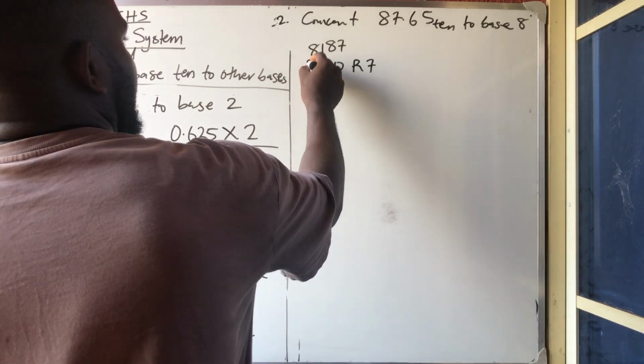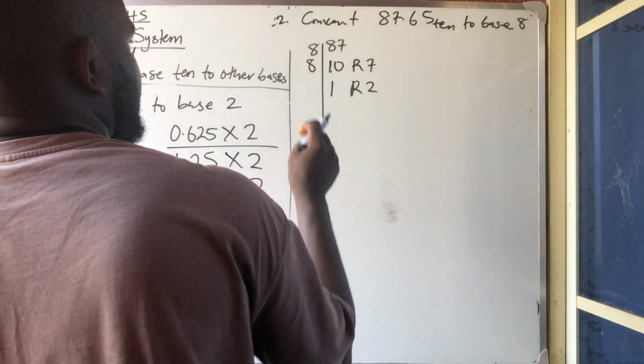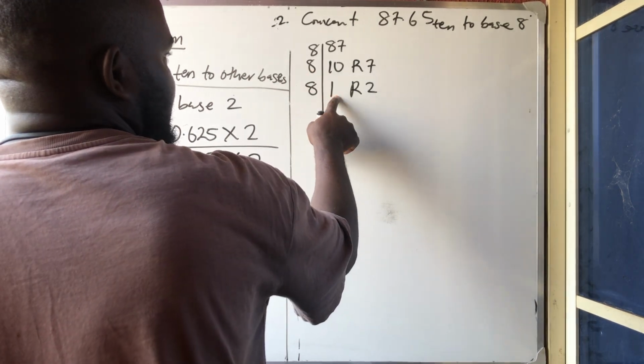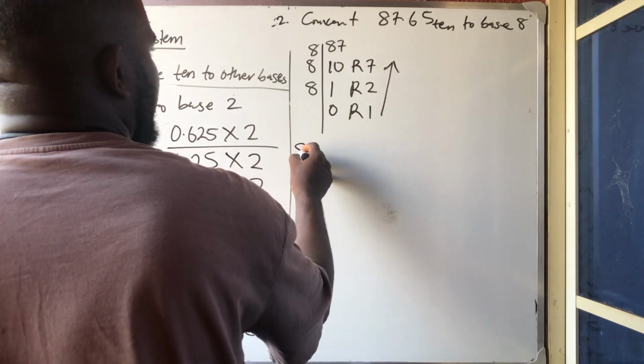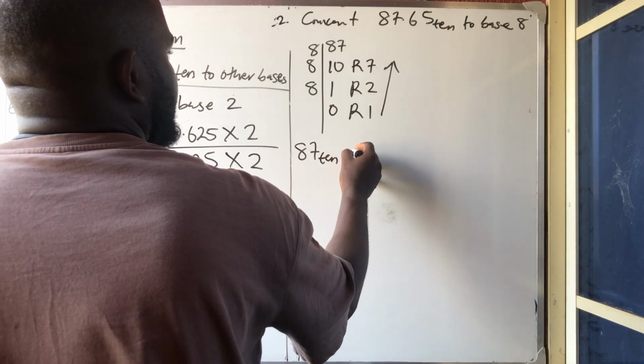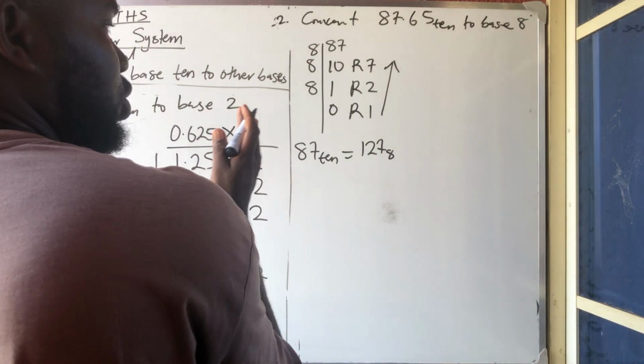So we go again. 8, this is 1, remainder 2. You can try to see that it's correct. Then 8 now, this is less than this, so I'll have 0, remainder 1. So I'm having this. So therefore 87 base 10 is the same as saying 127 in base 8. Okay, that is the whole number part.